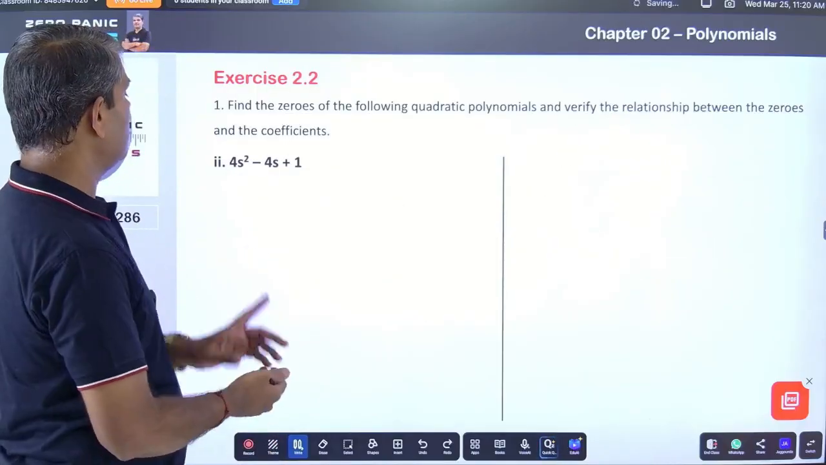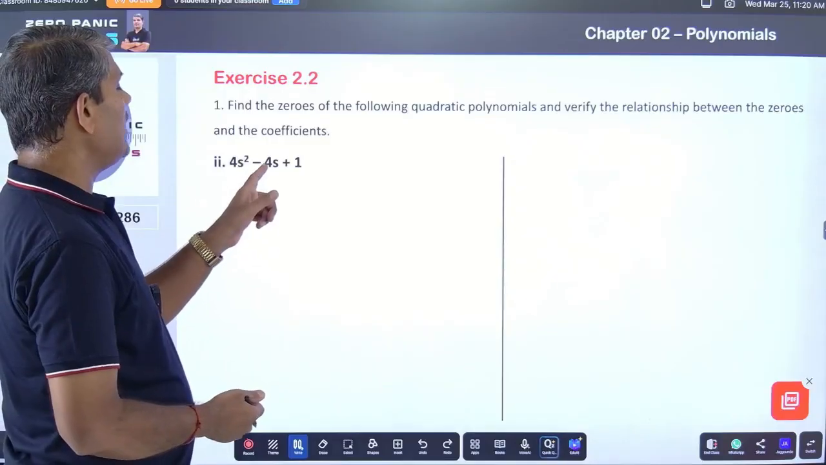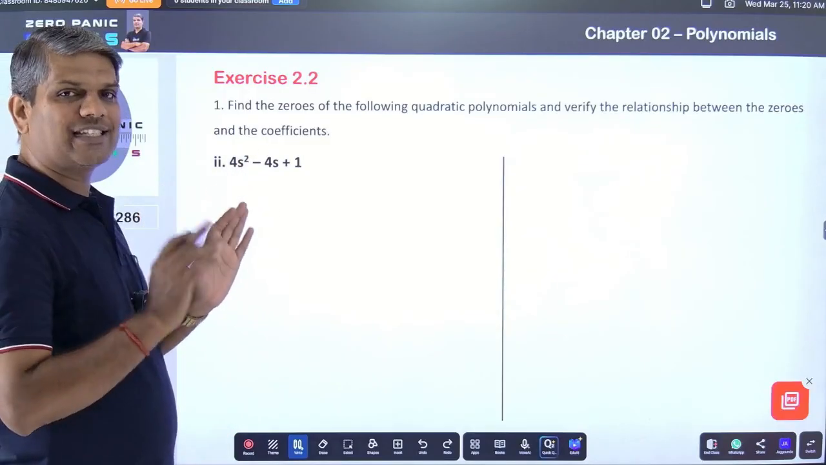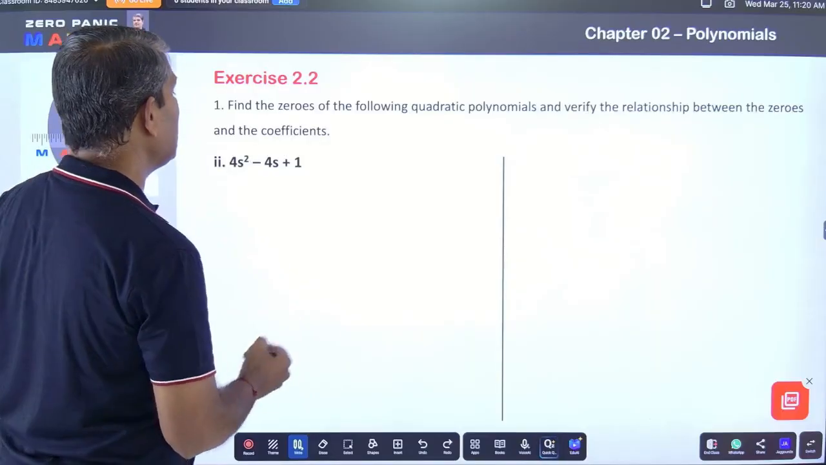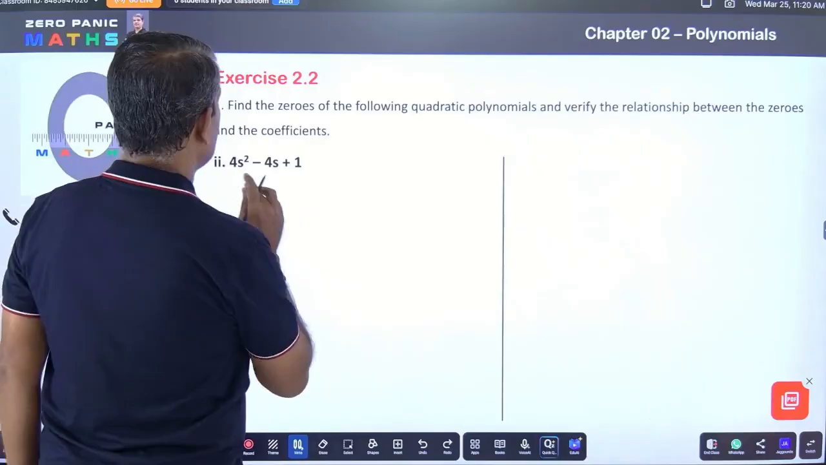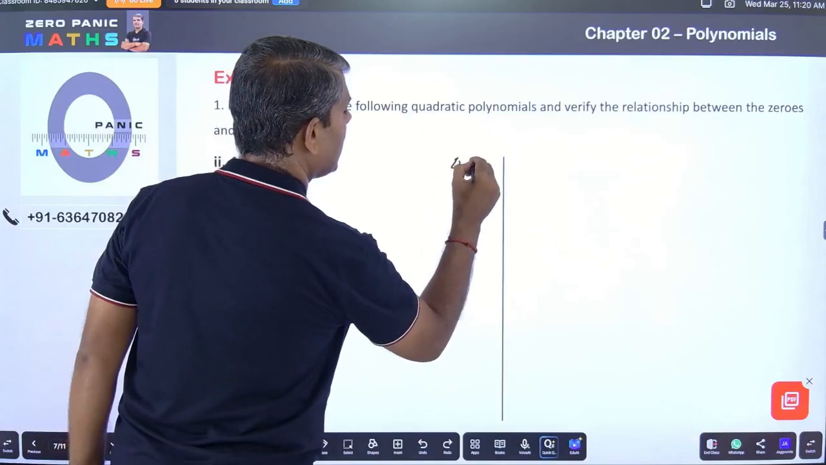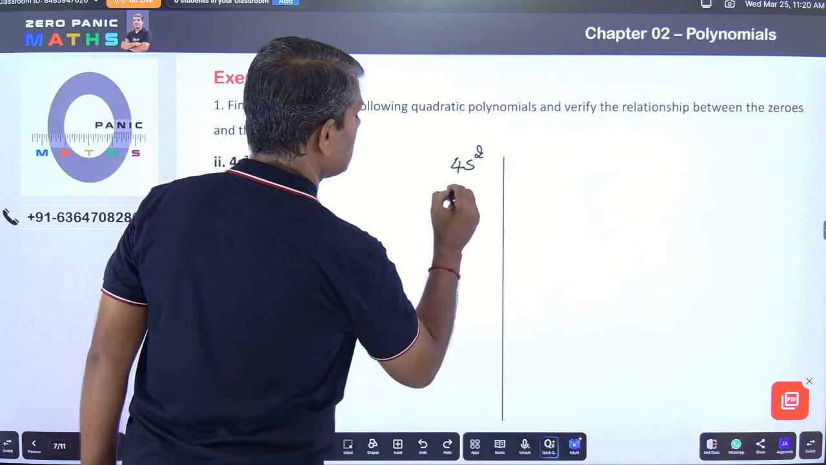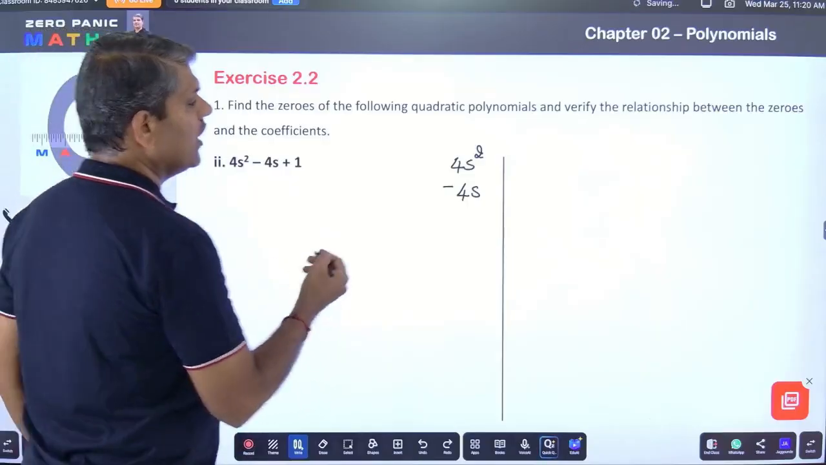The next problem is 4s square minus 4s plus 1. Here the given quadratic polynomial is in terms of s, not x. So we are writing p of s here. Again continue the same thing. So we have 4s square into 1. So we have 4s square as the product to be, and minus 4s should be the sum.